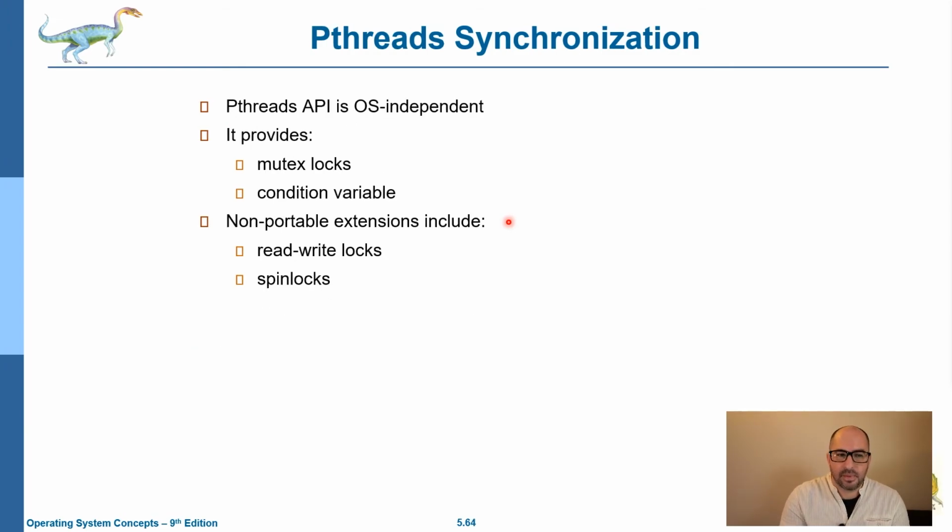pthreads, again, is an API, so it provides those mutexes and condition variables. Some you might be using for your labs, which you have the documentation for in your book as well.